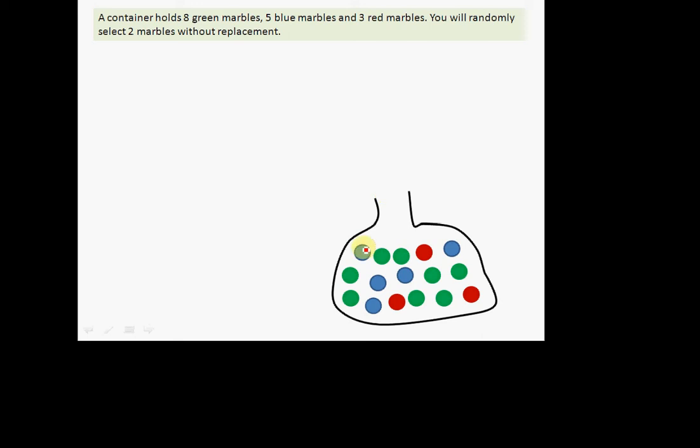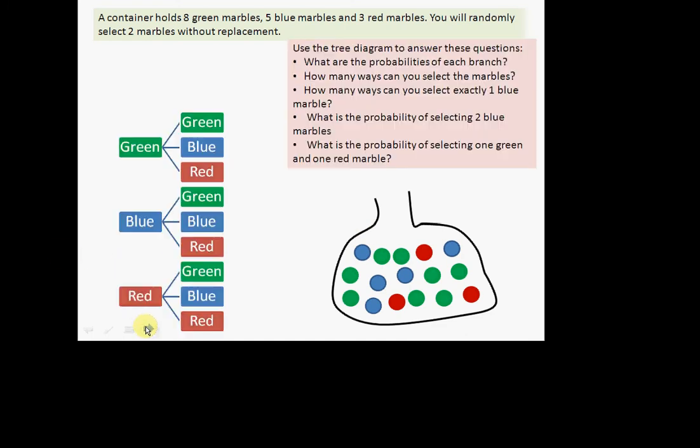So, basically here they all are. If you add them up, 8 green, 5 blue, and 3 red, we get a total of 16 marbles in the bag. If we pull one marble out and set it aside, then we're left with 15 marbles in the bag. That's one of the concepts that we have to think about and master. So let's take a look at some of the other questions that we have to answer.